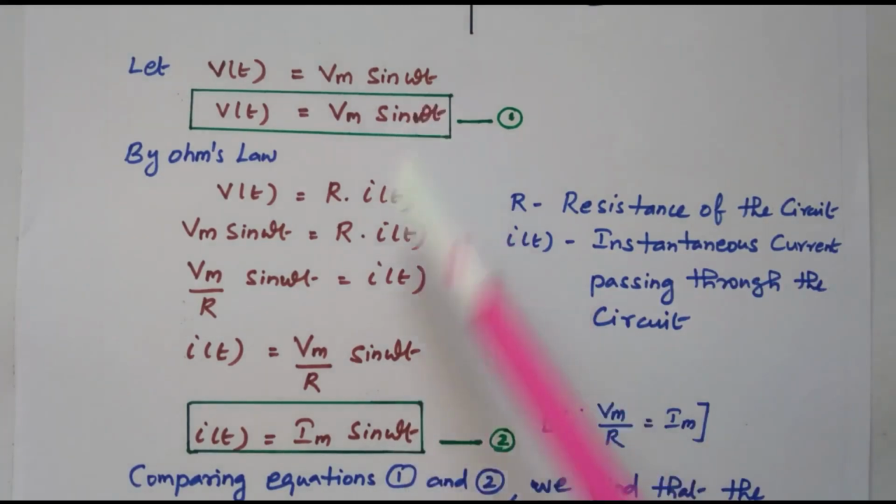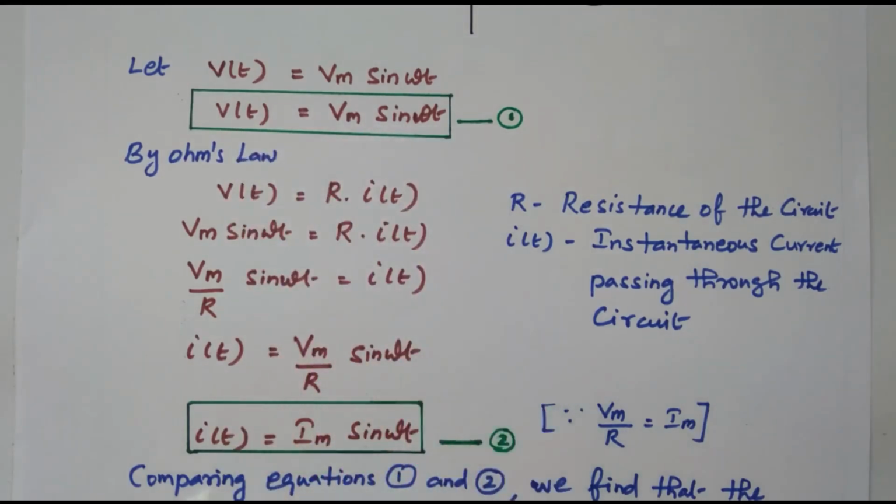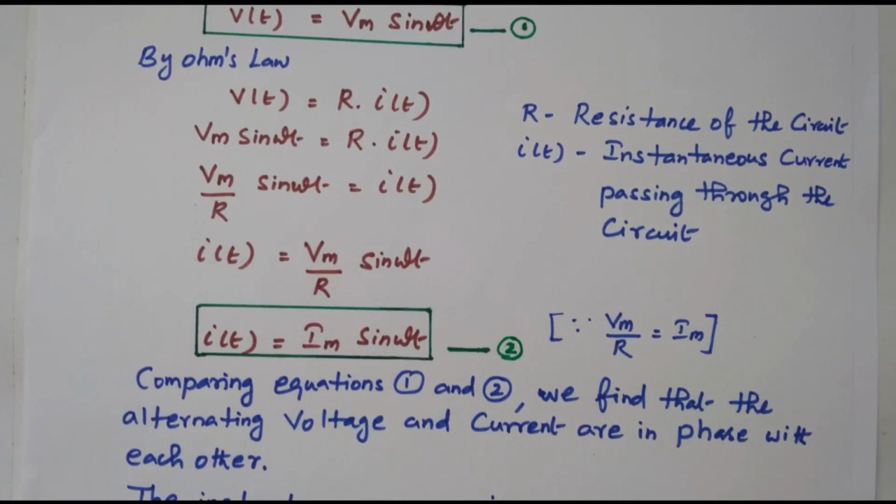Now we can refer to equations 1 and 2. Equation 1, v of t equals Vm sin omega t. Equation 2, i of t equals Im sin omega t. So the angle is omega t. Both angles are the same. That means the current and voltage are in phase with each other. Comparing equations 1 and 2, we find that the alternating voltage and current are in phase with each other. That we already saw in the waveform. So by analyzing these two equations, we come to know that both are in phase.